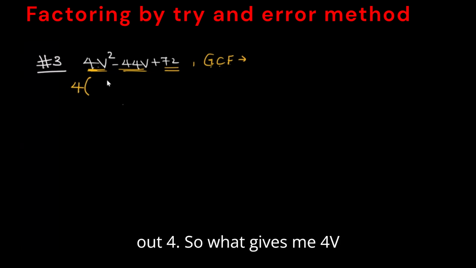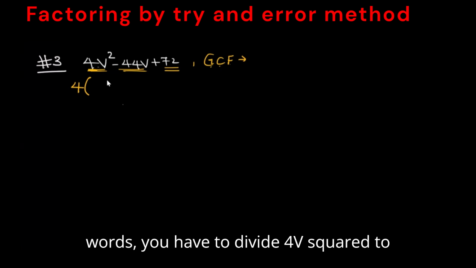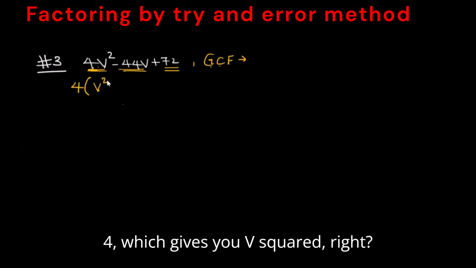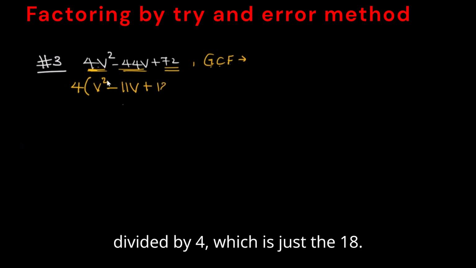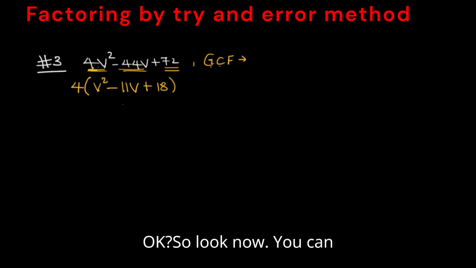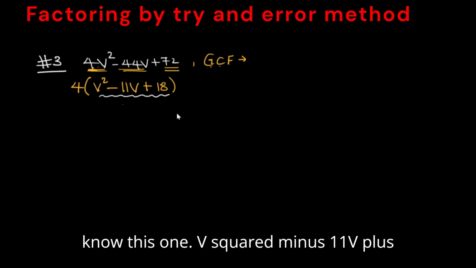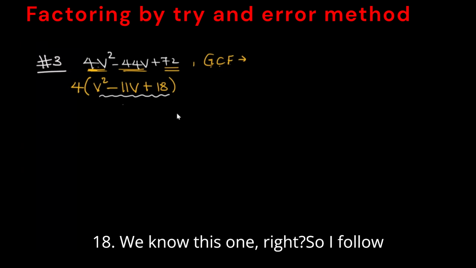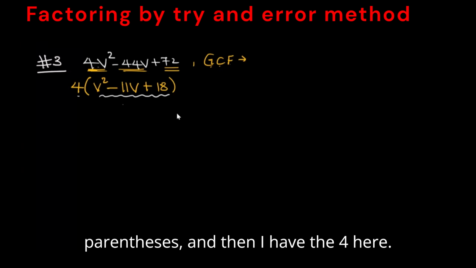I factored out 4. What gives me 4v squared if I have 4 outside? Divide 4v squared by 4, which gives v squared. Minus 44v divided by 4 is 11v. Plus 72 divided by 4 is 18. Now you can recognize the one inside the bracket: v squared minus 11v plus 18. We know this one, so I follow the same technique to factor the expression inside the parentheses, and then I keep the 4 here.